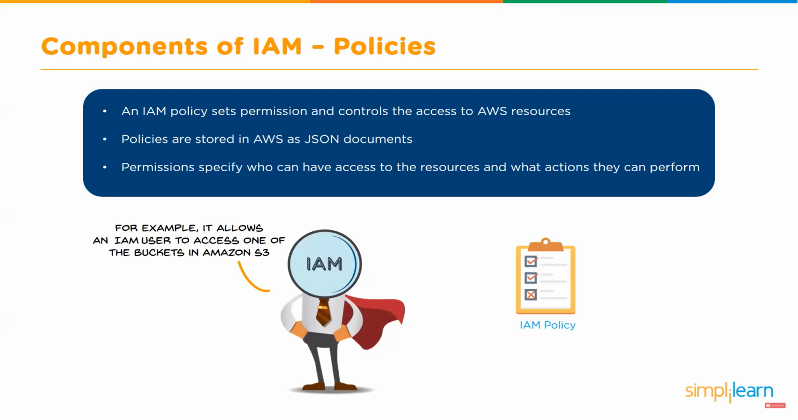So in other words, a policy is an entity in AWS that, when attached to an identity or a resource, defines the permission, what they can and cannot do. AWS evaluates these policies when a principal, such as a user, makes a request. And the permission statement in the policy defines whether the user is allowed to access a service or is denied access to a service.